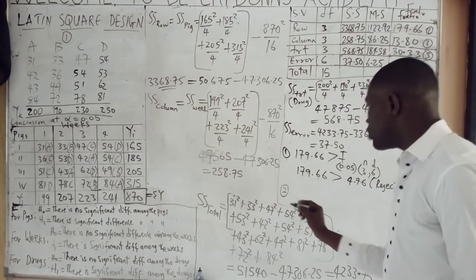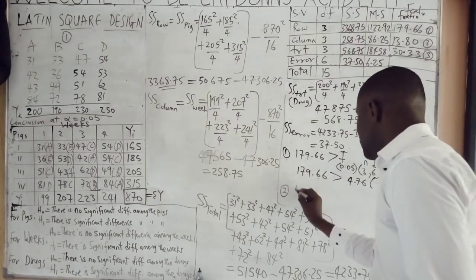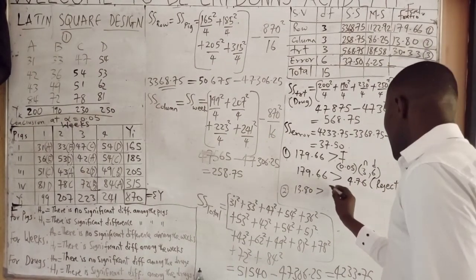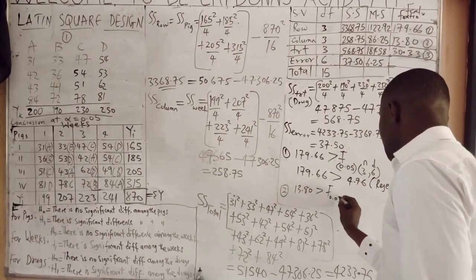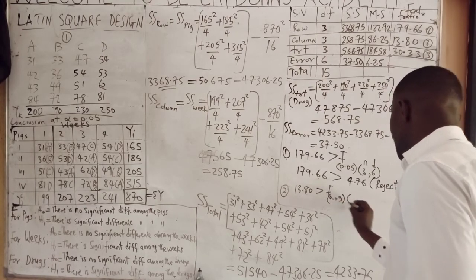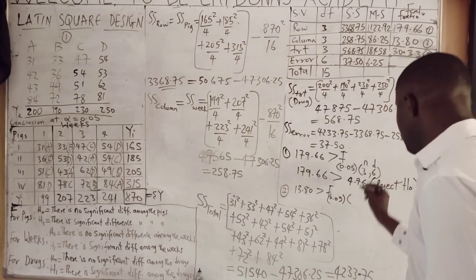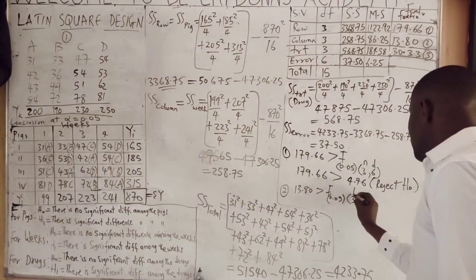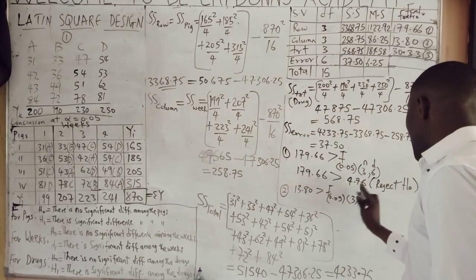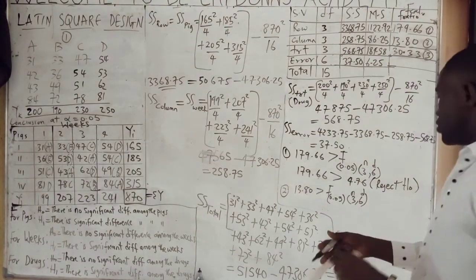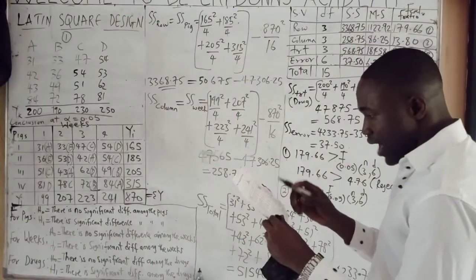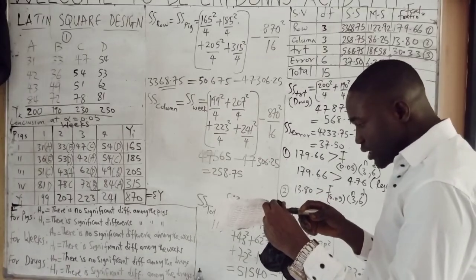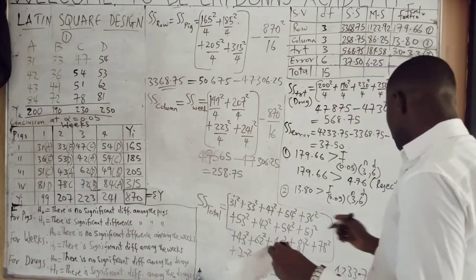For decision 2, we now compare 13.80. Are you greater than F 0.05? What is the degree of freedom of the column? It is 3. And what is the error? 6. This is the numerator and the other one is the denominator. You still go to your table and locate it under percentage points of F distribution. You locate it, it will be giving you 4.76 as well.